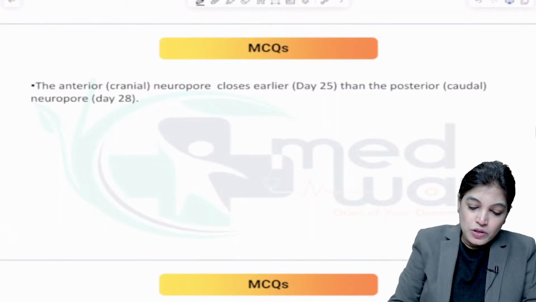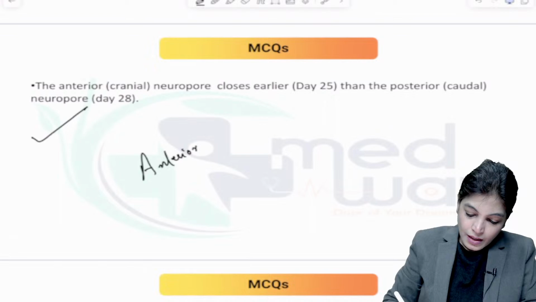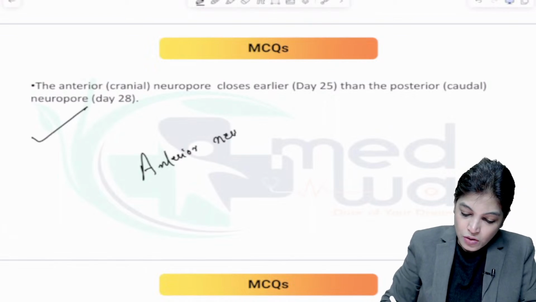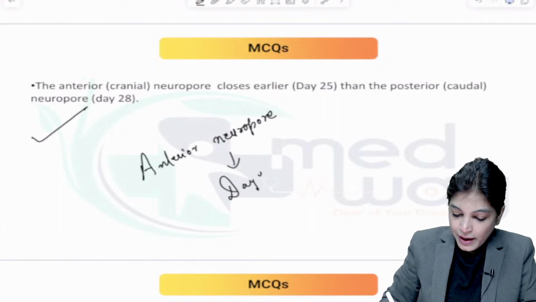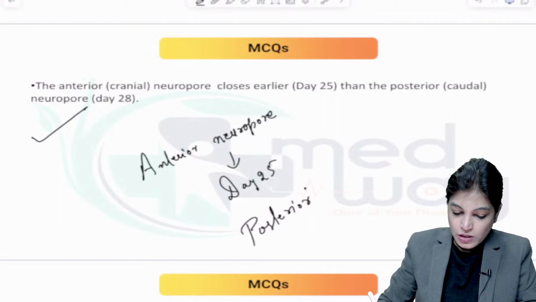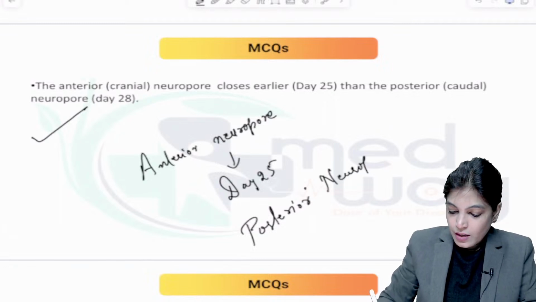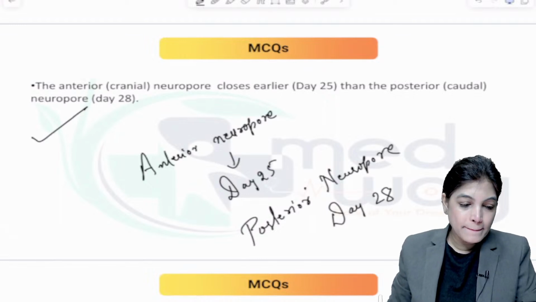Now, you should have a quick revision of the closure of the anterior or cranial neuropore. Anterior cranial neuropore closes by day 25, and the posterior closes 2-3 days later. Posterior neuropore closes by day 28. Okay, got it everyone?